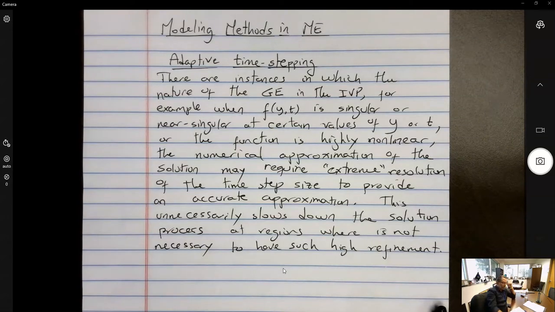Now, it might sound odd that we would need to accelerate a solution that already takes a split second, because as we saw in the implementation last time, even if we put 100 or 1,000 time steps, the solution takes a split second to converge.